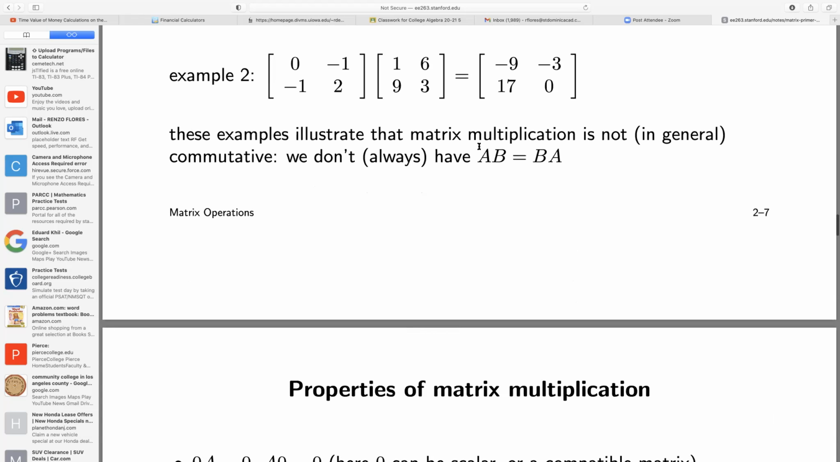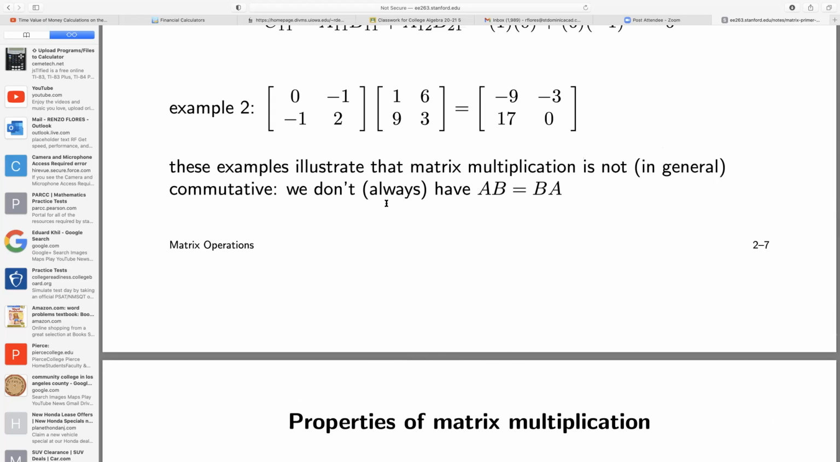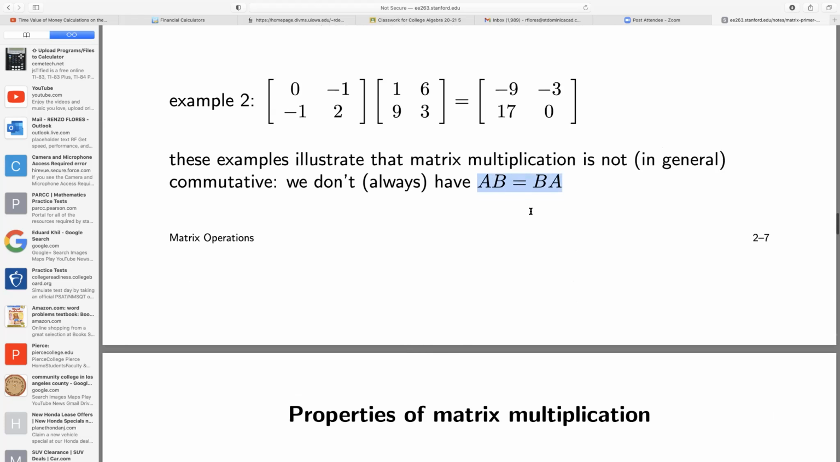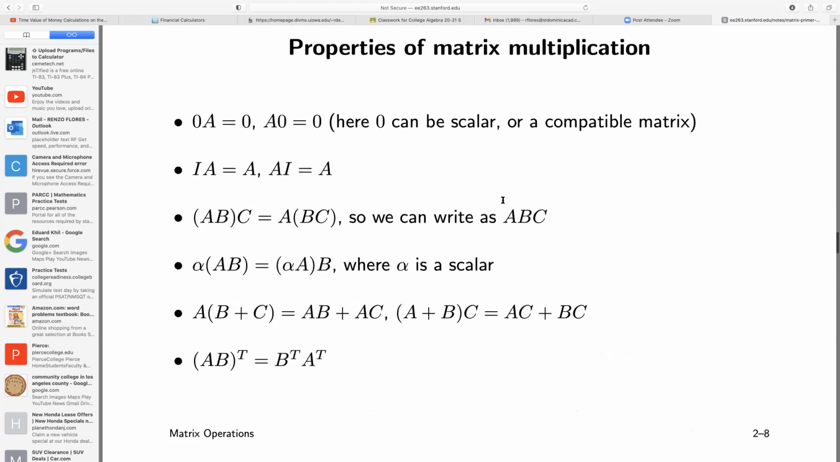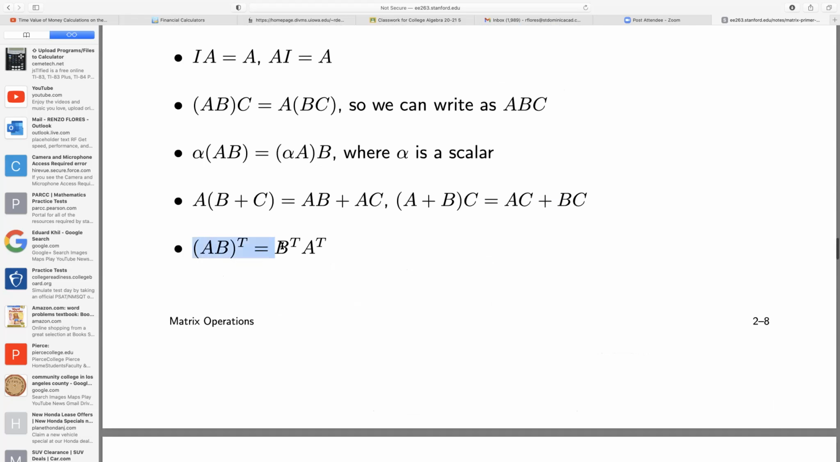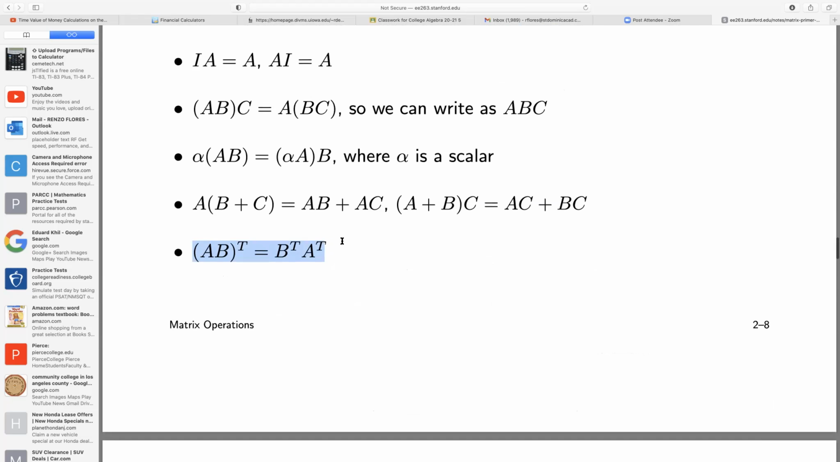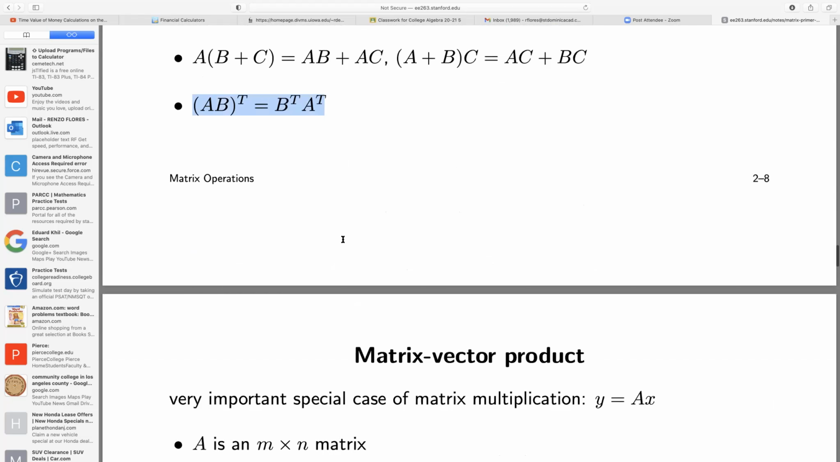So here they talk about the commutative property. Sometimes this might be true, like I said in class many times, but in general it's not true, right? So here you have more properties. This is the one that I always tell you you need to remember. (AB) transpose is B transpose A transpose.